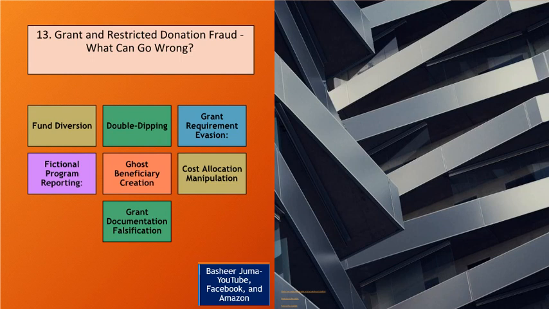Fictional program reporting. Reporting on activities that didn't occur or were exaggerated. Ghost beneficiary creation. Reporting assistance to non-existent individuals. Cost allocation manipulation. Improperly allocating expenses to restricted funds. Grant documentation falsification. Creating false reports or documentation for grantors.